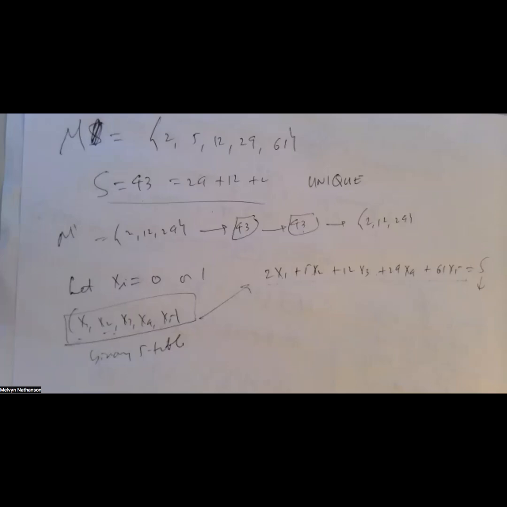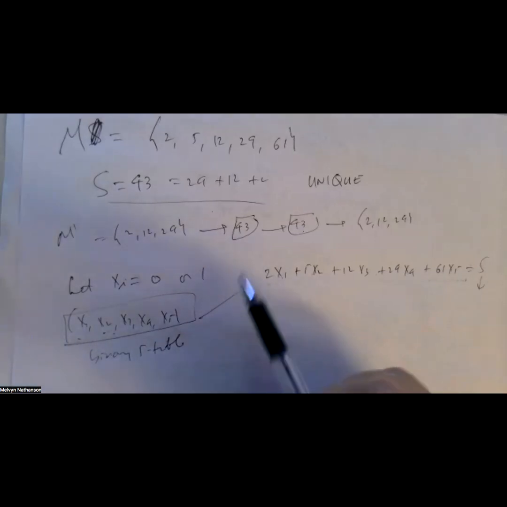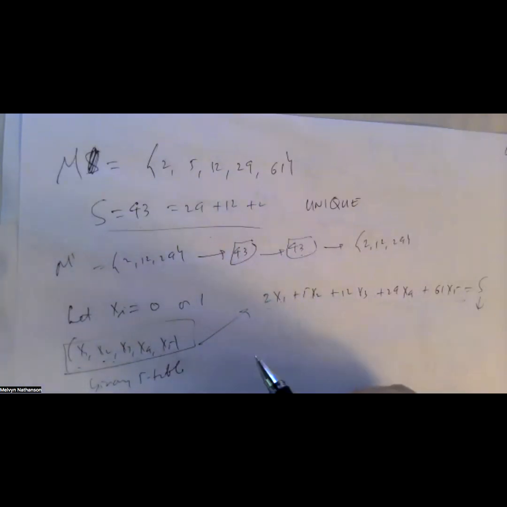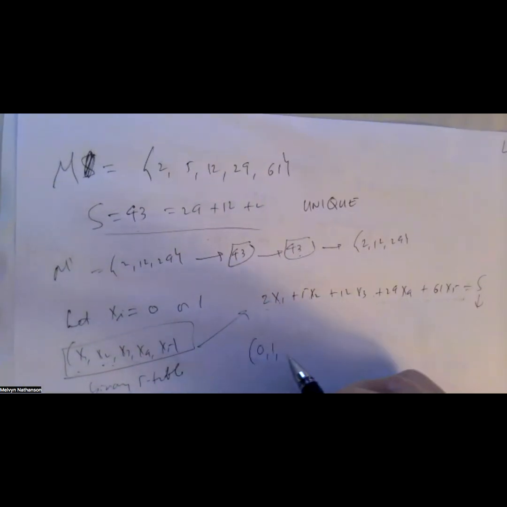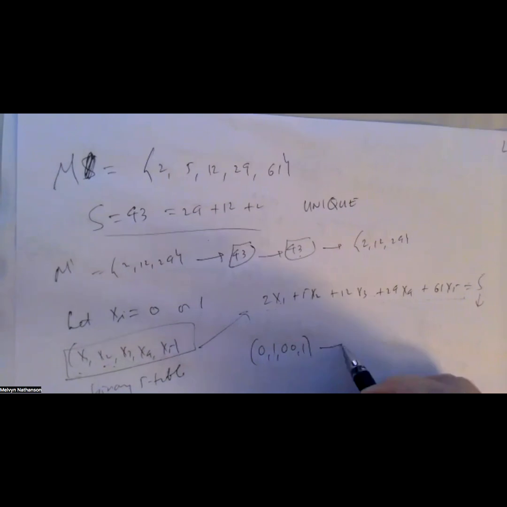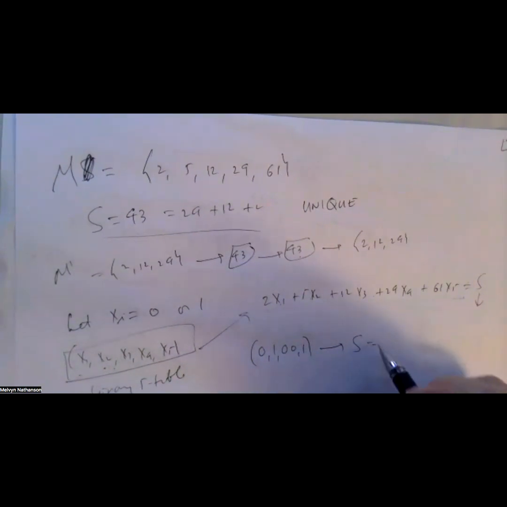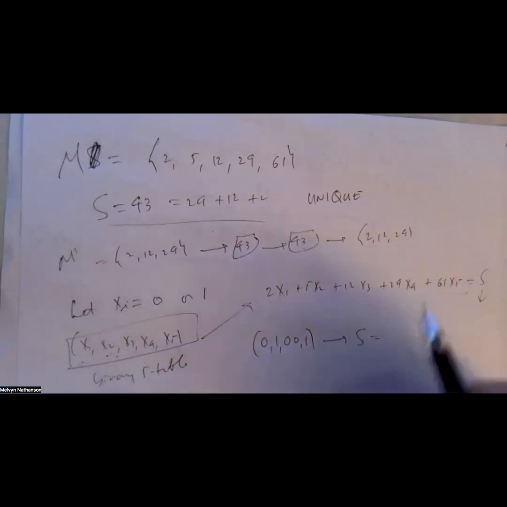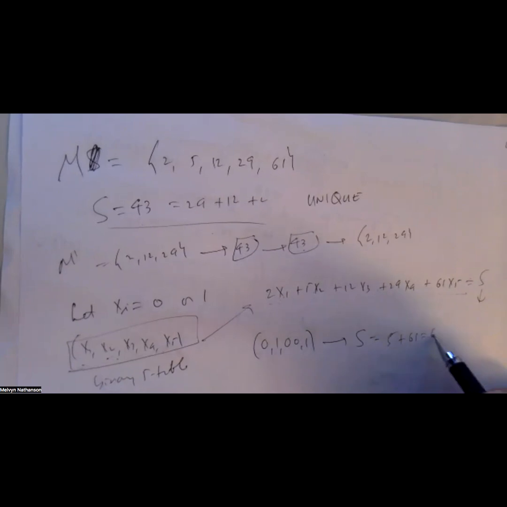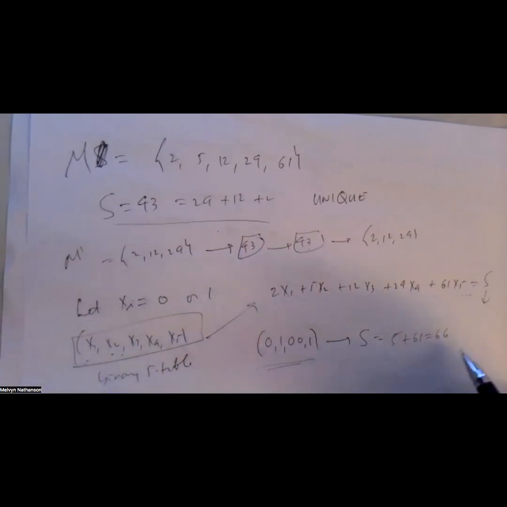Okay. So for example, in this case, with this set, if I take the bit sequence 0, 1, 0, 0, 1, this is my bit sequence. What is the number S that corresponds to this? This is 0, this is 1, this is 0, this is 0, this is 1. So this is 5 plus 61, or 66. So this bit sequence corresponds to 66.